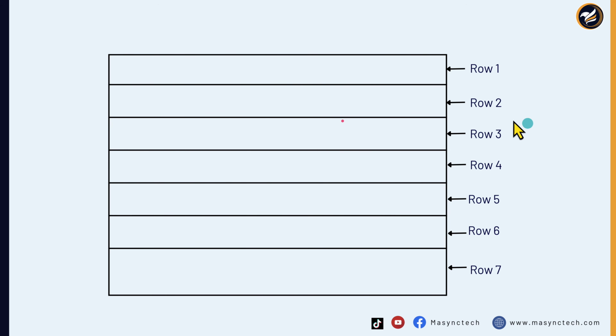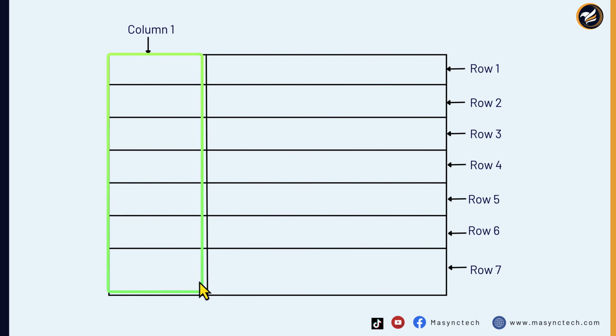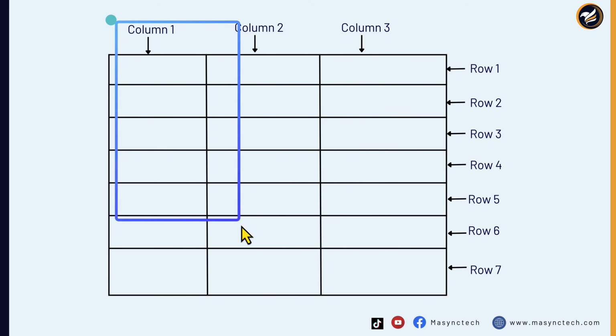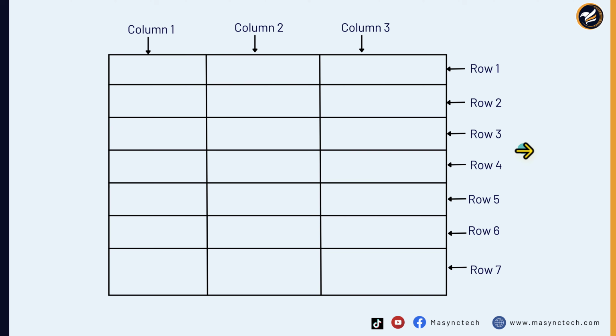Now that we know what is a row, let's talk about columns. Columns are always from top to bottom. So let's say for this table, you're gonna have column 1. As you can see, this is the column 1 from top to bottom. And we can have column 2 and column 3. So for this table, we have 3 columns and then 7 rows. Now you know what is a column and then a row.